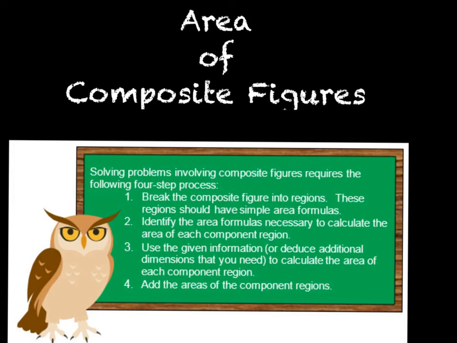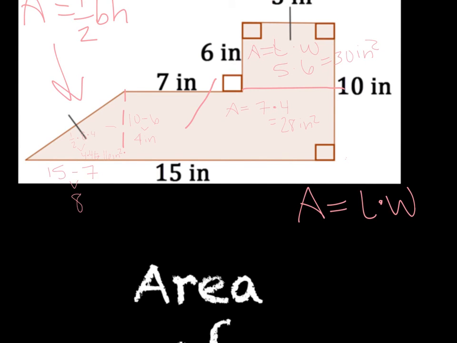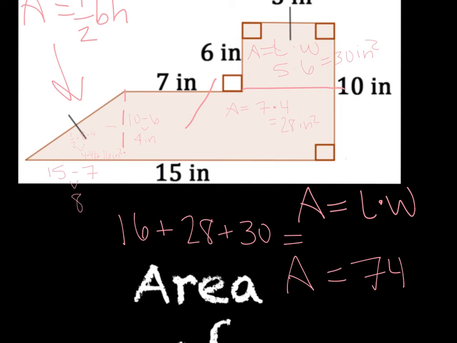And then last but not least, all we do is add the areas of the component regions together. So let's go add those together. We see right here we have 16 inches squared plus 30 inches squared plus 28 inches squared. So all we do is add 16 plus 28 plus 30, and we see the total area is equal to, let's see, that's 58 plus 10 is 68 plus another 6, so we're at 74 inches squared. So that's how you go about finding area of composite figures. Break it up into simple pieces, find the area, and then add it all back together at the end.